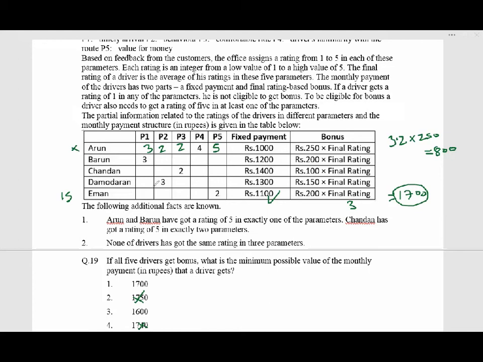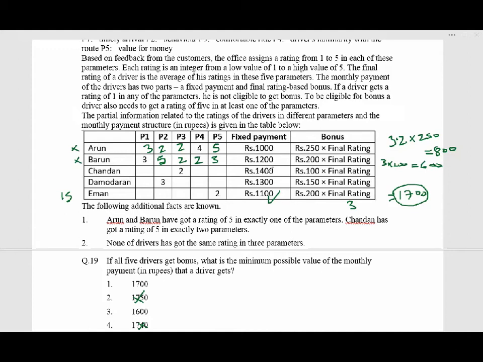Can Varun go below 1700? Varun also, minimum 1.5 you have to give. The rest, how will you give? 2, 2 and 3. Lower than Arun. So this total is coming as not 16 but 15. Average is 3. So 3 into 200, that is 600. 1200 already, 1800. This also cannot go below 1700.